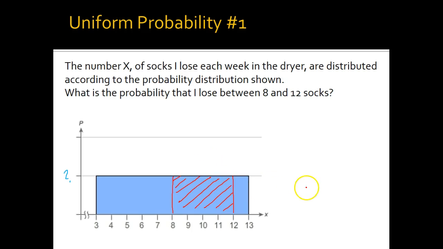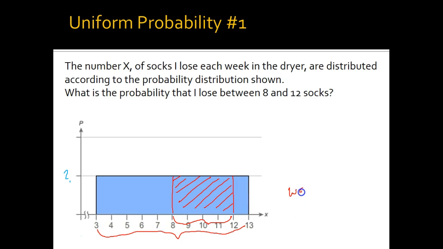of the entire rectangle. So it turns out that we don't need to know the height. All we need to know is the widths. We need to know the width of the entire rectangle. So what's the width of the entire thing? And then what's the width of what we're trying to hit, between 8 and 12? And that's a probability.